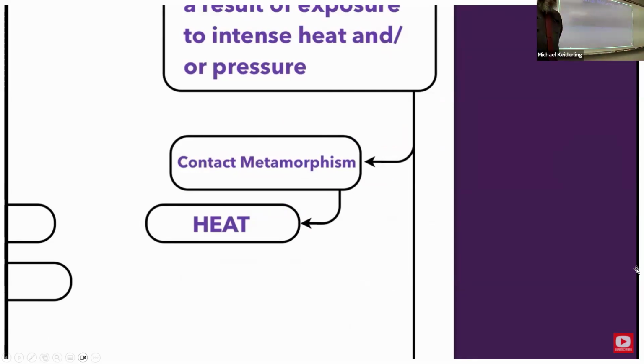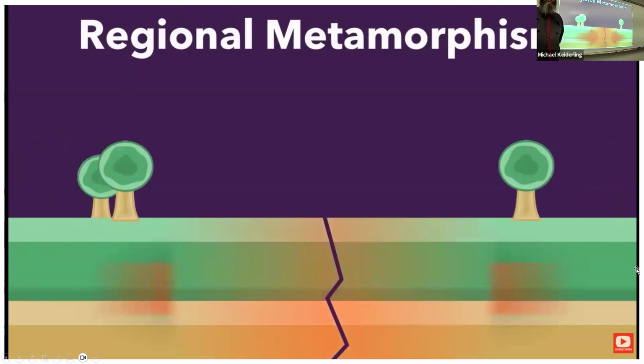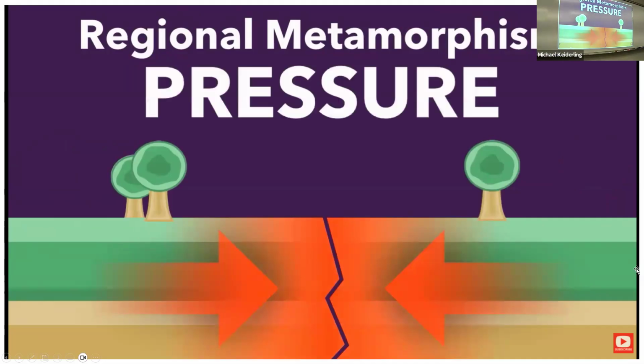But let's talk about the second type, regional metamorphism. Now this one is going to be more from pressure. So let's imagine that I have a plate boundary here, a fault, a crack, and that these two plates are coming together. So it's a convergent plate boundary. Well, as you can imagine, in the middle here, there's going to be immense pressure, and that pressure can cause the rocks trapped in the middle to become metamorphosized. So all along this boundary, you'll find metamorphic rocks. Again, this is different from contact in that it's not so much about the heat, it's more about the pressure.